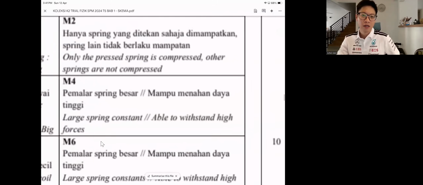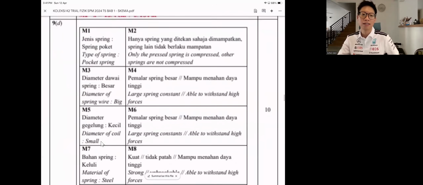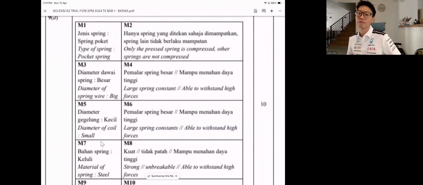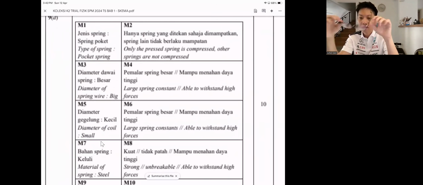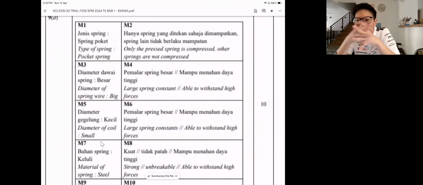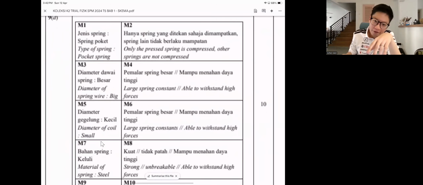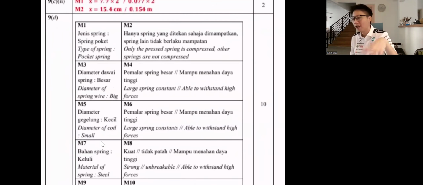Okay, what about pocket spring? The other springs are not compressed. It's like individual spring. So therefore, your springs are all individual. Are we okay? Can. Okay, so 5, 4, 3, 2, 1. Guys, if you can, screenshot lah.